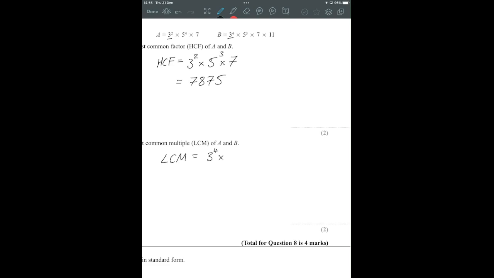The 5's, we have to have 5 to the 4 to be a multiple of A, we have to have the 7 to be a multiple of either, and we have to have the 11 to be a multiple of B. Again, typing that into my calculator, we're going to get a ridiculously large number.